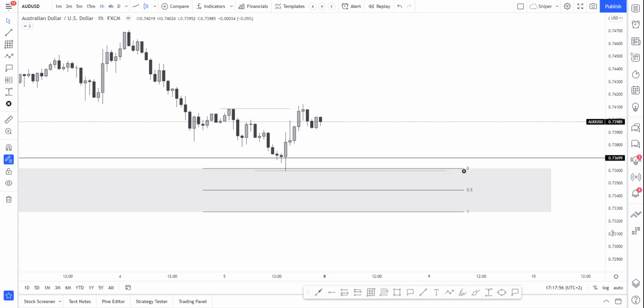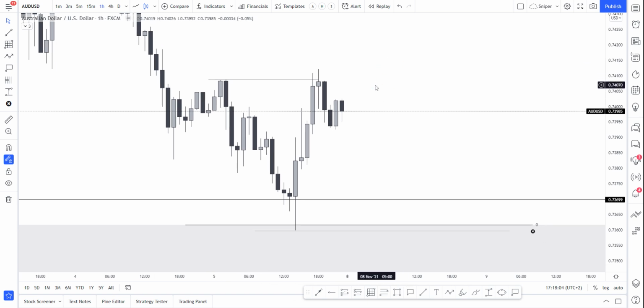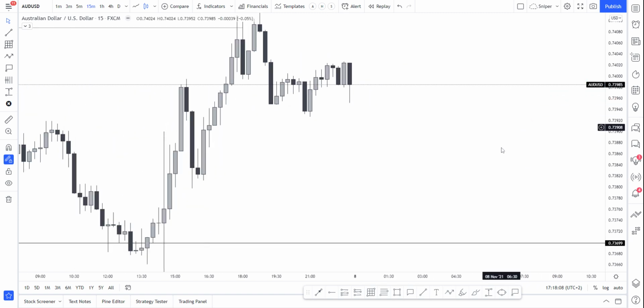1 hour, let's have a look quickly. We can see we just swept above the highs. Even on the 1 hour, we didn't have a close above the highs. So that's also a signal for me that we should be going lower still for some time.